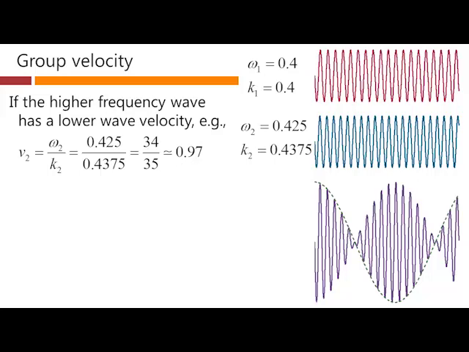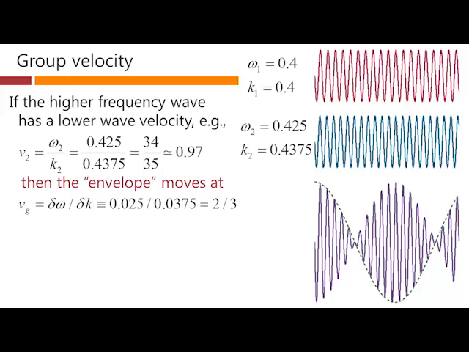Actually, what we've done here is we've chosen that the wave vector here in the second wave, instead of being 0.425, is 0.4375. So actually, that makes the ratio of omega over k for the second wave to be 34 over 35, which is 0.97. So this is a slower wave velocity than the velocity of 1 that we were using before. And of course, our first wave here still has a velocity of 1.